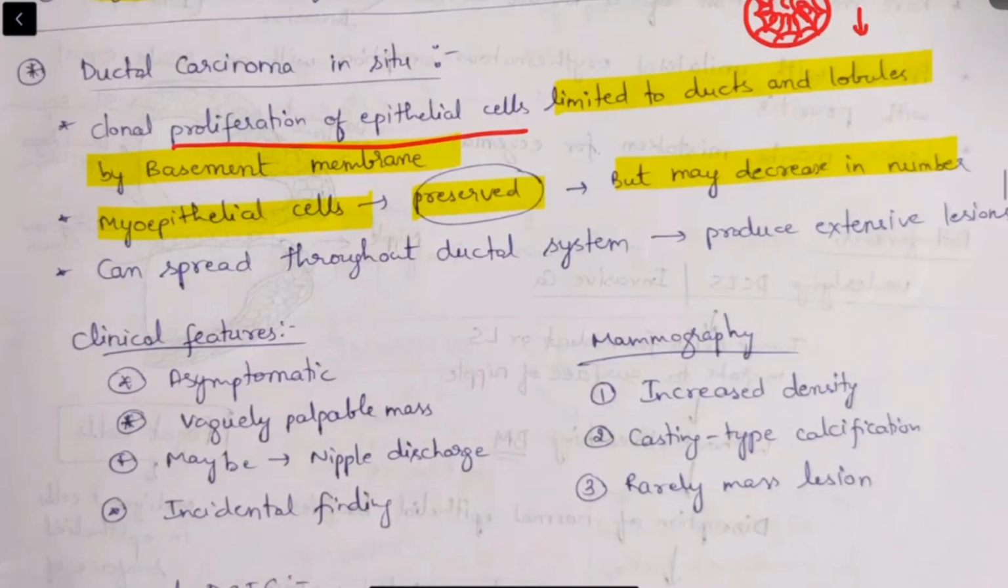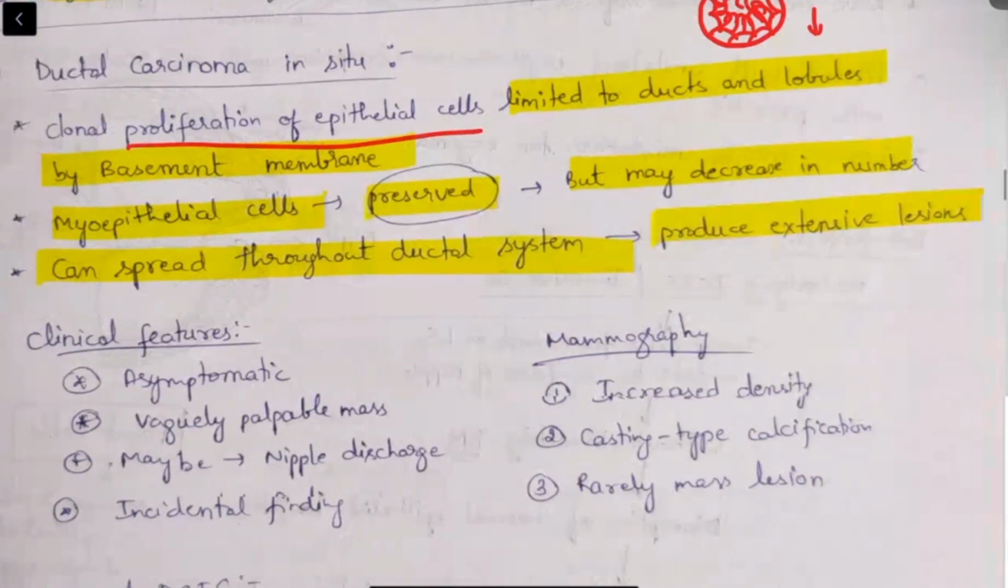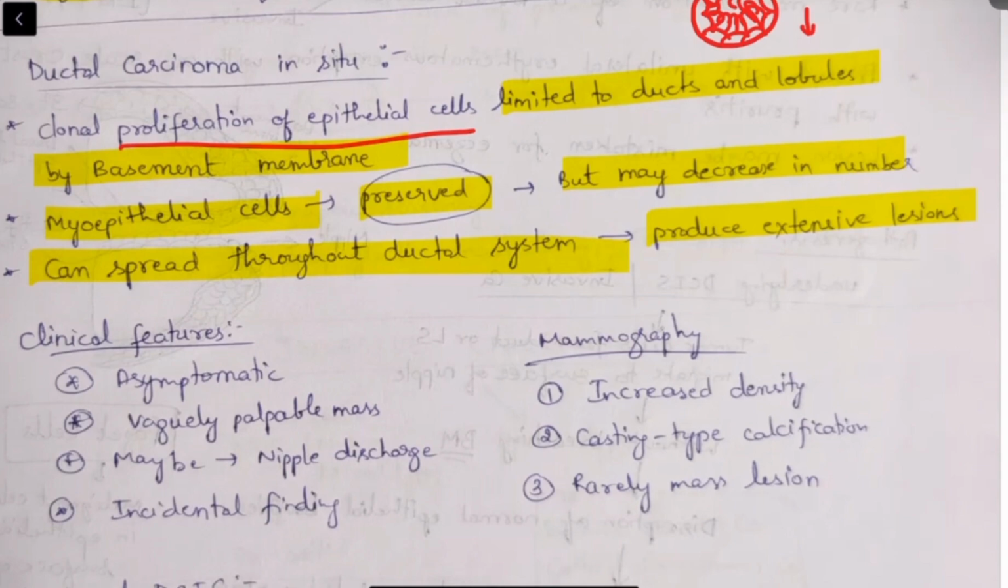So this can spread throughout the ductal system and produce extensive lesions. The basement membrane is not breaking, but the entire duct and lobules can be involved everywhere. Okay, since it arises in the duct, they call it ductal carcinoma, that's all. This doesn't mean that it will stay limited to the duct only. It will start in the duct and it can spread to lobules also.